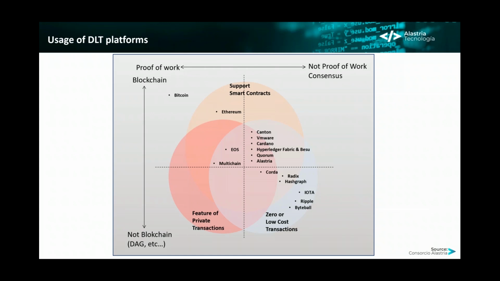transaction or not. You see that Hyperledger Fabric, Besu, Quorum and Alastria are in the intersection of all of them with an open consensus. You see Bitcoin outside of that one because it does not support smart contracts, does not support private transactions, and the cost is highly dependent on the crypto. But you also see that on the zero cost side, there are IOTA or Ripple, okay?